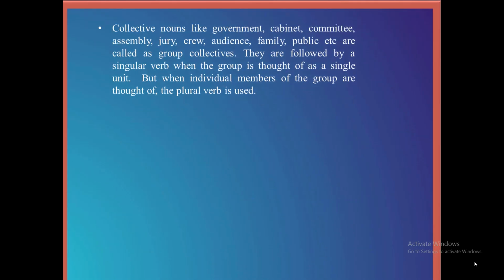Looking to the next rule. Collective nouns like government, cabinet, committee, assembly, jury, crew, audience, family, public, etc. are called group collectives. They are followed by a singular verb when the group is thought of as a single unit, but when individual members of the group are thought of, the plural verb is used. Were you able to get the meaning of the sentence?